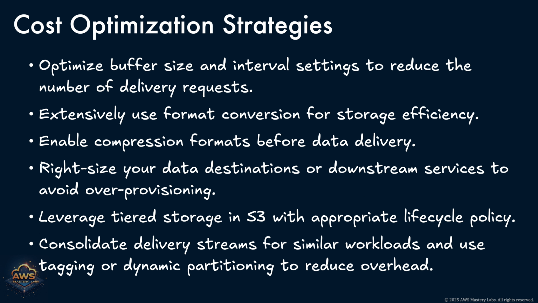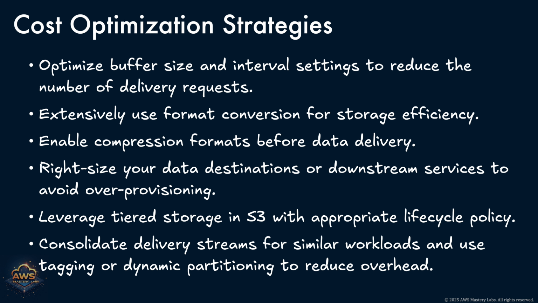Amazon Kinesis Data Firehose offers a fully managed way to deliver streaming data. But like any scalable service, cost optimization becomes crucial as data volumes grow. One of the simplest ways to optimize cost is by tuning the buffer size and interval settings. Firehose batches records before delivering them to the target service. By adjusting the buffer size up to 128 MB or increasing the buffer interval up to 900 seconds, you can reduce the number of delivery operations.